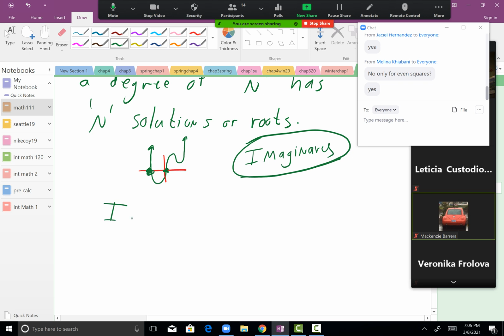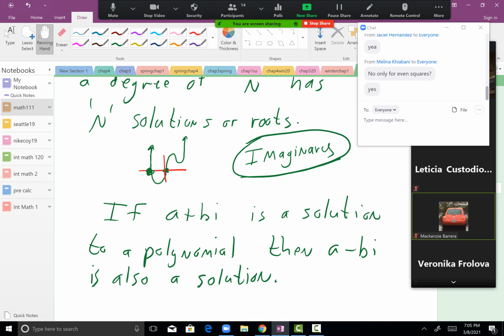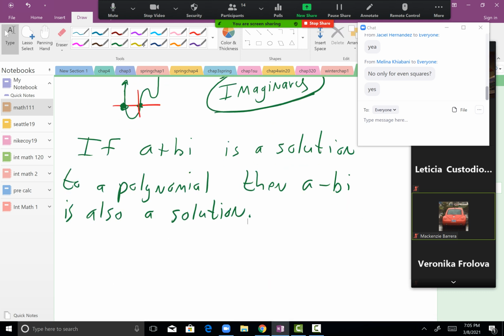Now here's one other important fact that comes from all this. We'll put in the same area. If a plus bi is a solution to a polynomial, then a minus bi is also a solution. And if you think about that, that comes from the quadratic formula. Okay, I'm going to change colors for a second here, and then we're going to take a break.